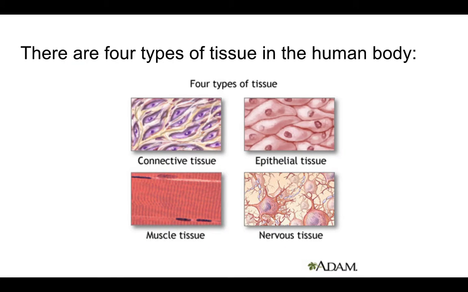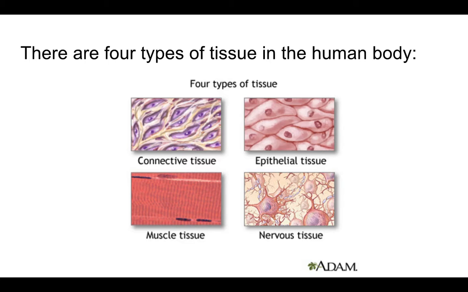And there are 4 types of tissue in the human body. And I'm not really going to go into much detail about it because that's something you will cover in anatomy and physiology. But I do want you guys to understand that there are 4 types, and they are called connective tissue, epithelial tissue, muscle tissue, and nervous tissue. And I do want you to know the 4 different types. I do want you to understand that every human body has all 4 different types, and not every organ is made up of all 4 different types.